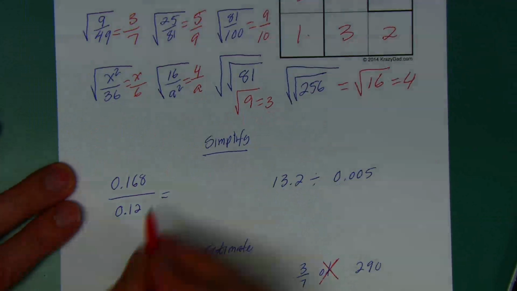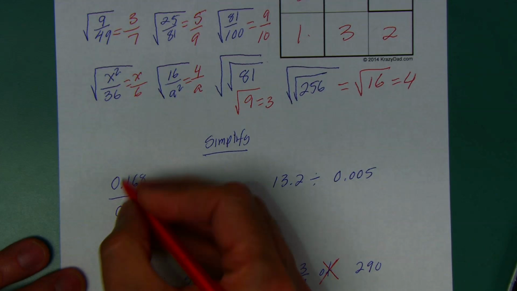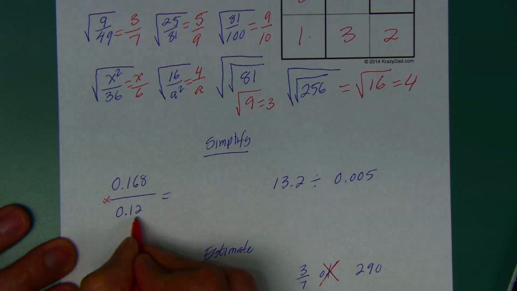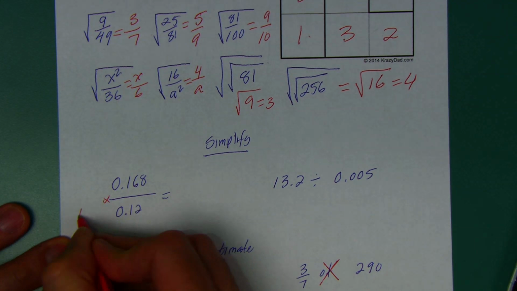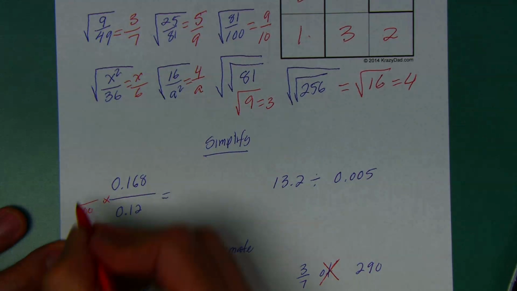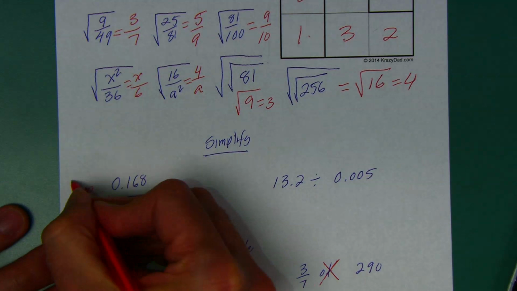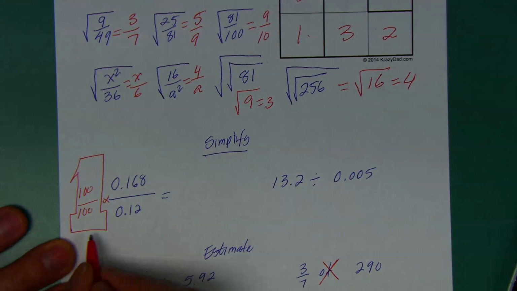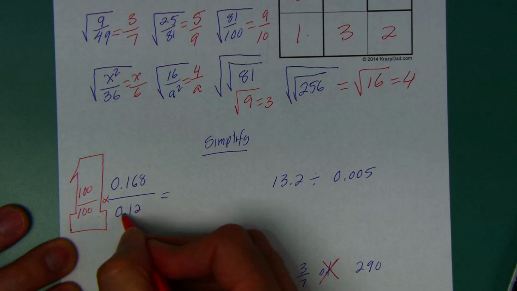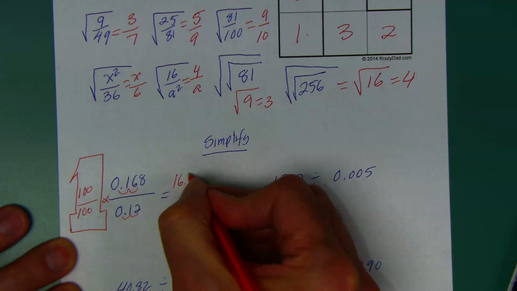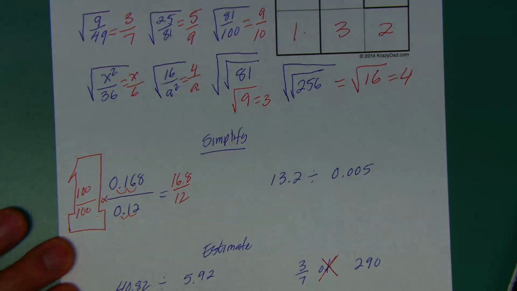Now let's simplify. What is this? This is a division problem. But check this out. What if I multiplied? I don't like that decimal in here. If I want to get rid of that, I have to move it over 2 spots. Well, that's like multiplying it by 100. If I want this fraction to be equivalent, I have to have 100 on top. Remember, that's like that magic 1. So multiply it by 100, it moves over 2 spots. If I multiply this by 100, it also moves it over 2 spots. So I end up with 16.8 divided by 12.